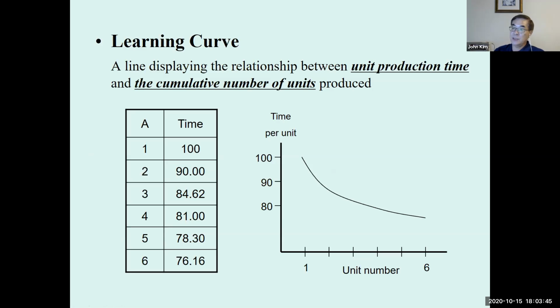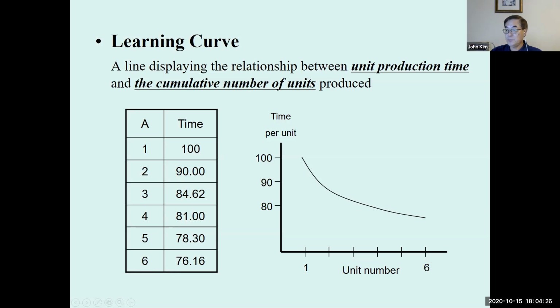So the learning curve looks like this. First time, if it takes 100 time units, then the second one, the third one, the unit time decreases like this. So the learning curve is a line displaying the relationship between unit production time here and the cumulative number of units. So 1, 2, 3, 4, and so on. It looks like this: 100, 90, and so on.